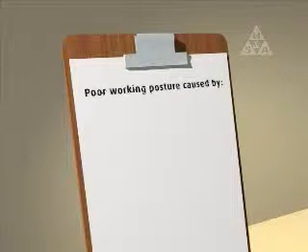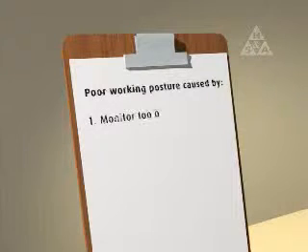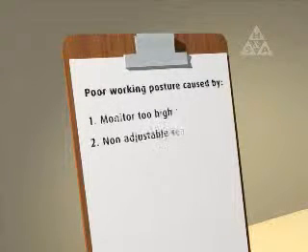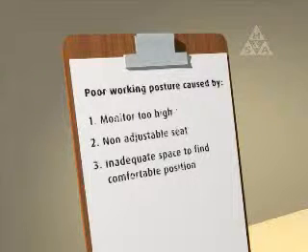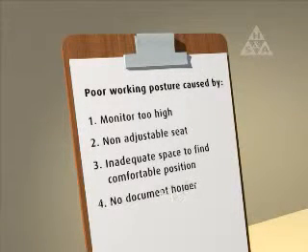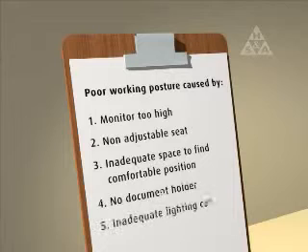The poor working posture is caused by the monitor being too high, the seat not being adjustable, the inadequate space for the worker to find a comfortable position, the absence of a document holder, and the lighting conditions being inadequate. Once a risk assessment has been carried out, a new system of work can be implemented, as demonstrated in the following sequence.